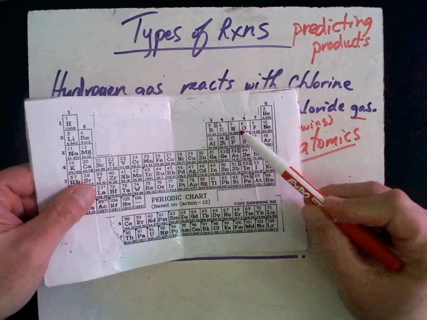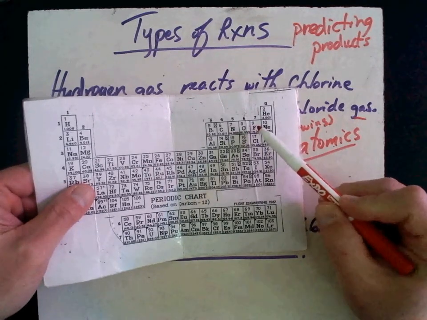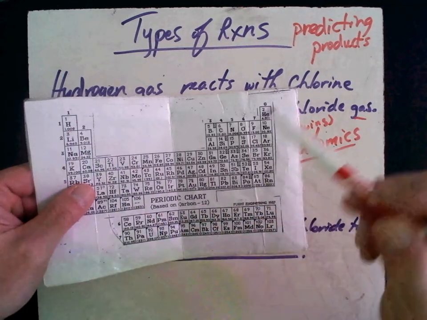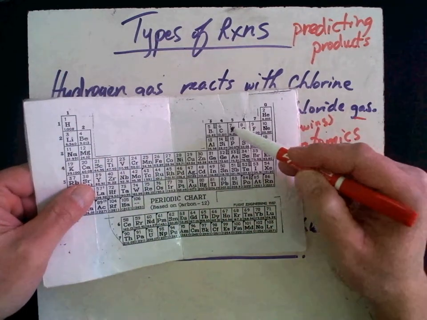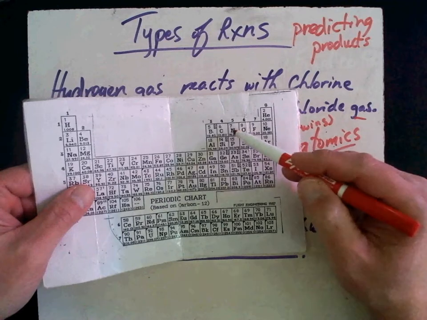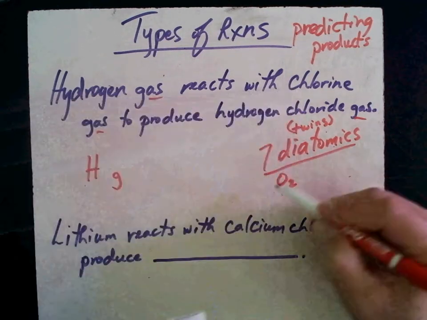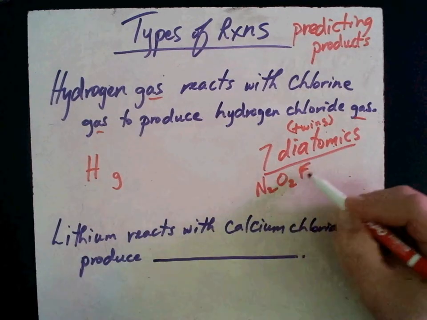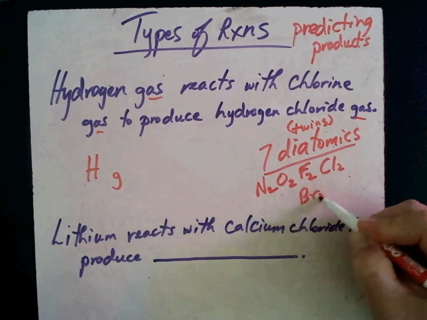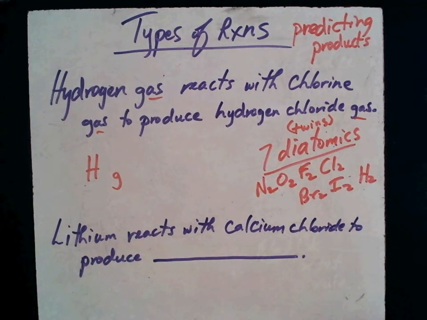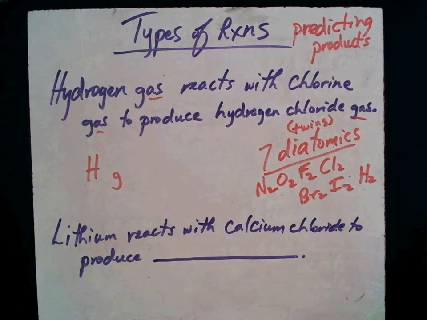N2, O2, F2, Cl2, Br2, I2, and H2 way over here. Okay? So the quick shortcut is they make a 7 on the chart, and they start with number 7. So it's N2, O2, F2, Cl2, Br2, I2, and H2. Okay? If you need to pause the video, make sure you write those down. But those are the 7 diatomics. They're only in pairs when they're by themselves. Make sure you write that down. Only in pairs when they're by themselves.